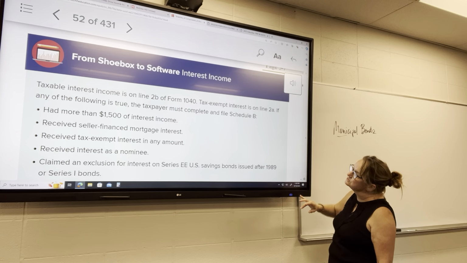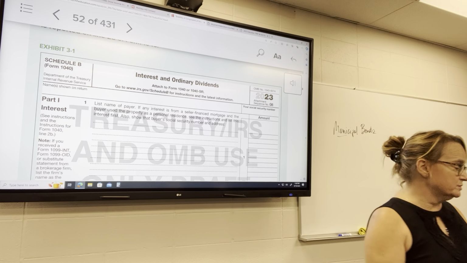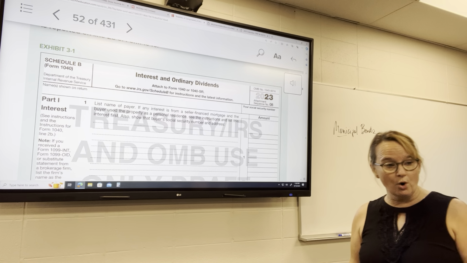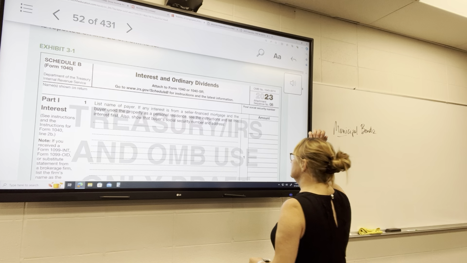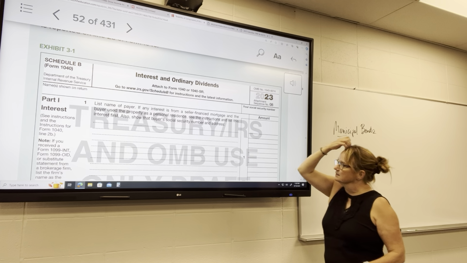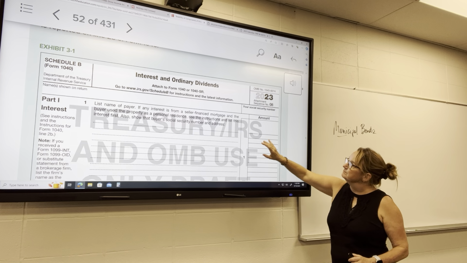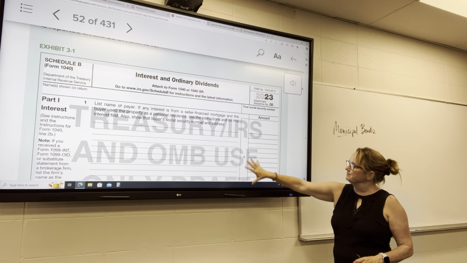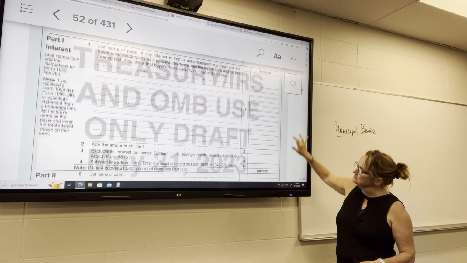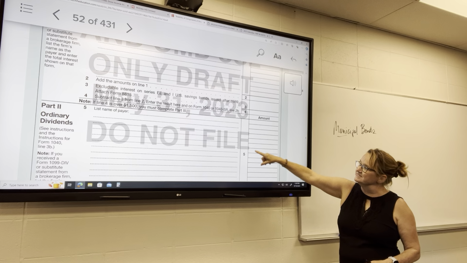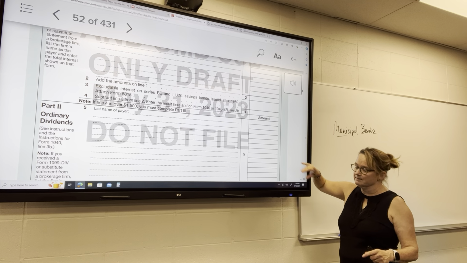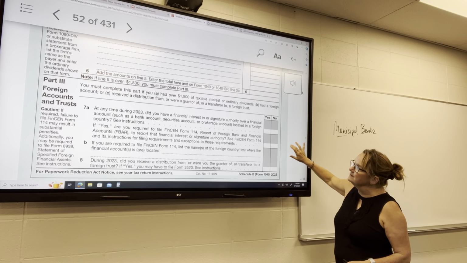So some things to note. Now, interest is reported on what's called the Schedule B, but not all interest has to be reported on it. It doesn't always have to be used. We'll go through the requirements for using this form. But all the different payers would be listed here, and then the amounts over here. There's also a spot for dividends, and we'll talk about dividends here in a minute.